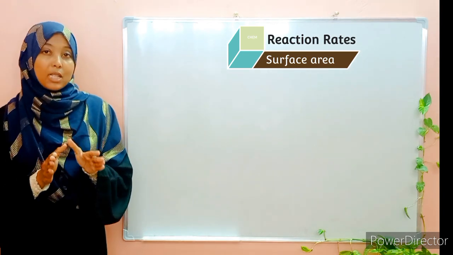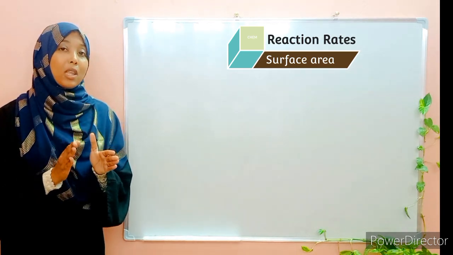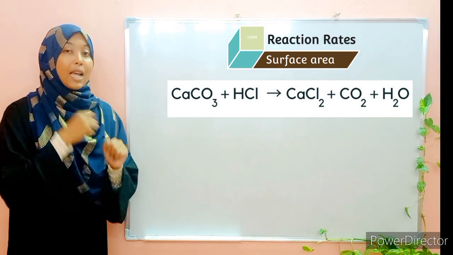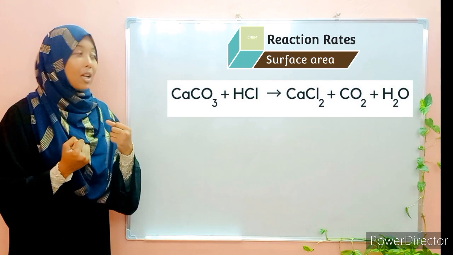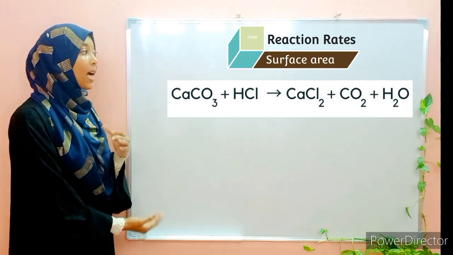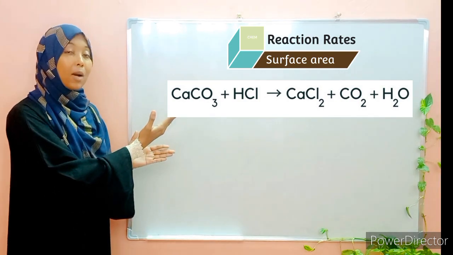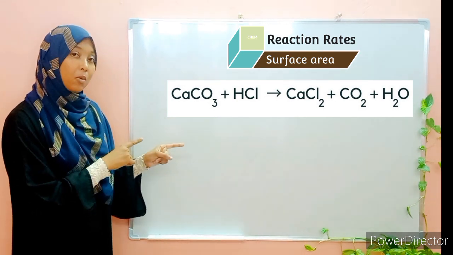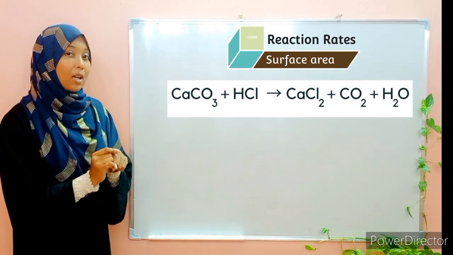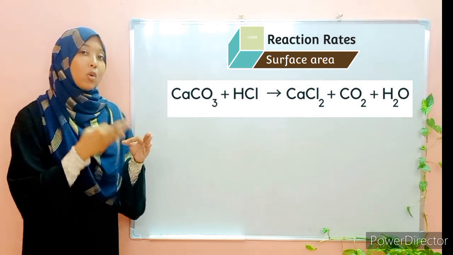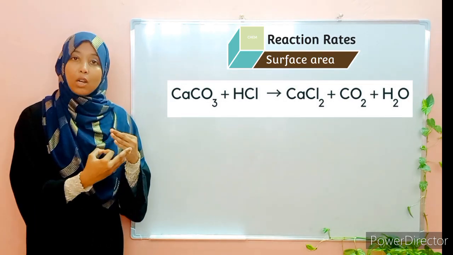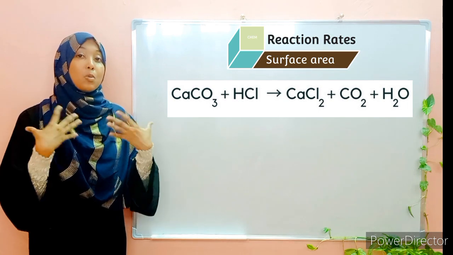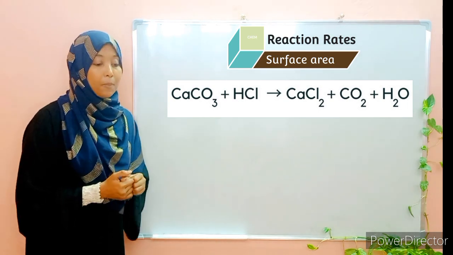Now another common example that students are usually tested with is that of the reaction of calcium carbonate with hydrochloric acid. Carbonates react with acids to form three products. We are having a salt, carbon 4 oxide gas and water. So in this case, you're going to form calcium chloride, water and carbon 4 oxide. So again, with this reaction, you're going to determine the rate of the reaction by simply determining the amount or the volume of carbon 4 oxide gas produced over a certain period of time.